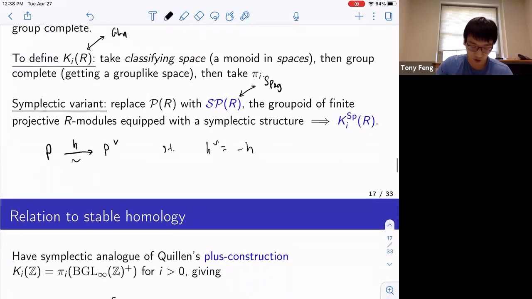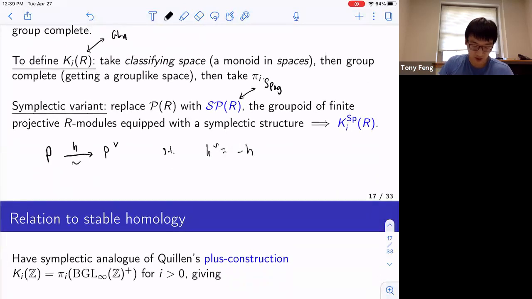Now, there are some more concrete relationships between K-theory and more elementary things. For example, the relationship between ordinary K-theory and stable homology. It comes from Quillen's plus construction, that this can also be presented as the homotopy groups of something else: the plus construction applied to the infinite general linear group. And so there's a Hurewicz map from this to the homology of this, which is then the same as the homology of the thing without the plus. So that's why it's called stable homology, the homology of this infinite classifying space.